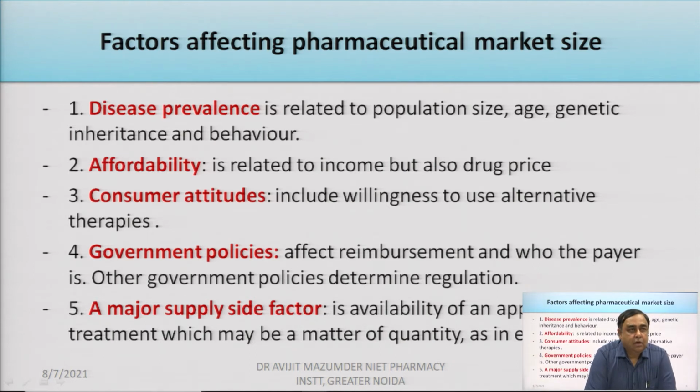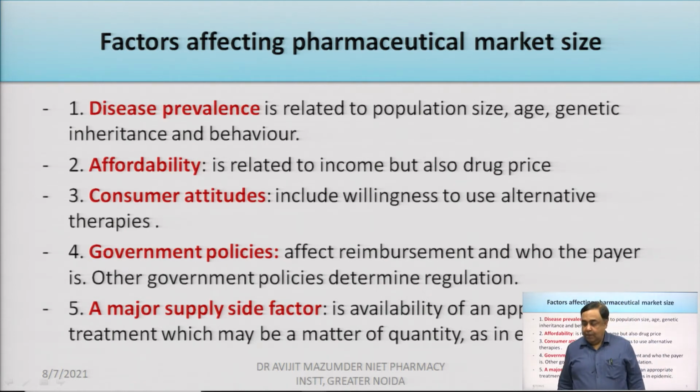Next is consumer attitude, which includes the willingness to use alternative therapies. The fourth factor which affects the pharmaceutical market size is the government policies, which affect the reimbursement and who the payer is. Insurance companies are now flooding the healthcare sector. Other government policies determine the regulations. This is another way by which the pharmaceutical market is affected.